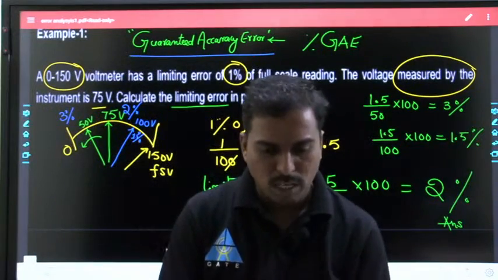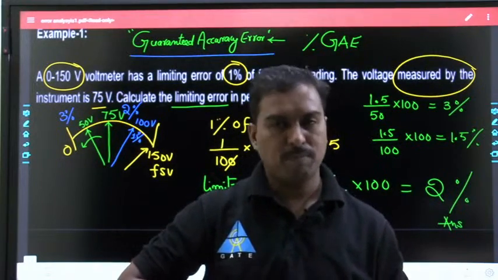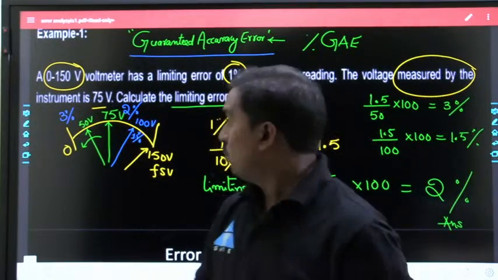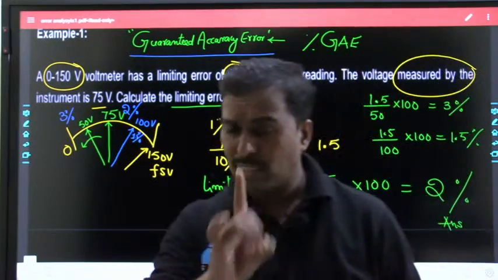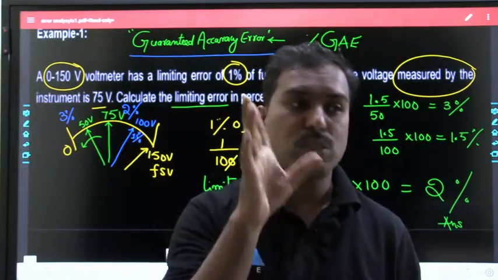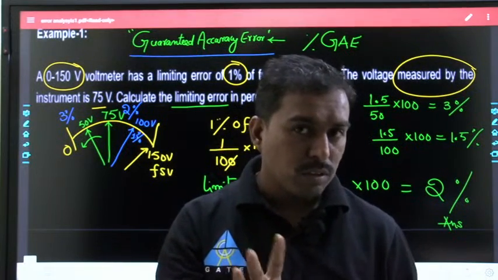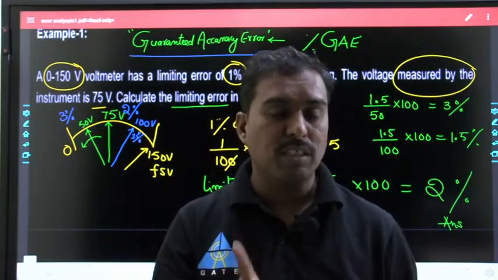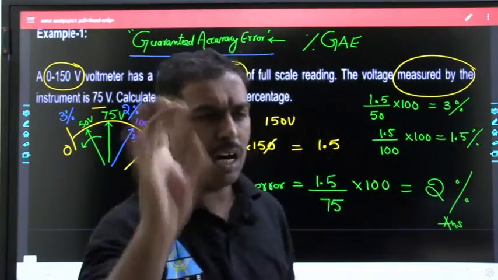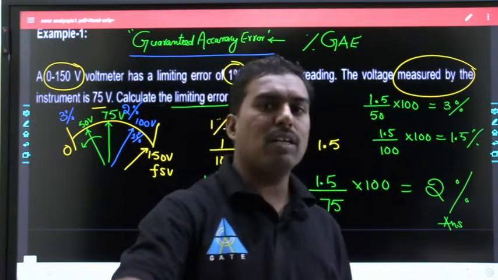So see, I am purchasing a voltmeter. The shopkeeper is giving me a voltmeter, and he will say one thing: Bhaiya, this voltmeter will have 1% pakka error. 1% error when you measure full scale. That means when you are measuring 150 volts, maximum reading 150, you will get 1% error pakka, that is the guarantee error. So always he will express the error over the full scale.